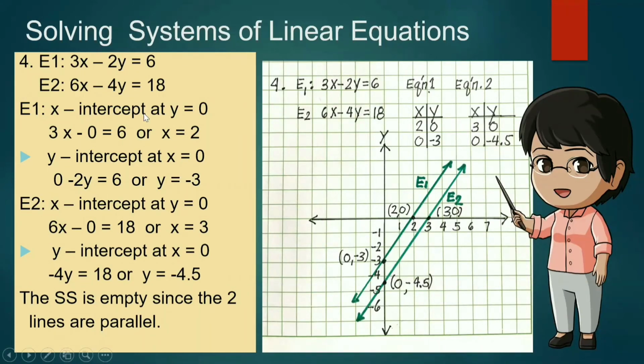Number 4, this is the graphical solution. We have equation 1 and equation 2. The intercepts are given here, the x-intercept and y-intercept for equation 1 and equation 2. And as we see in the graph of equation 1 and equation 2, there is no intersection. There is no point of intersection, so the solution set is empty since the two lines are parallel.